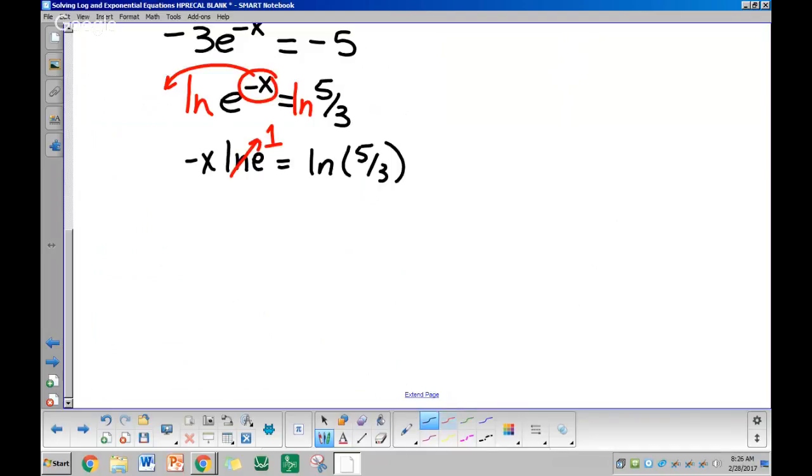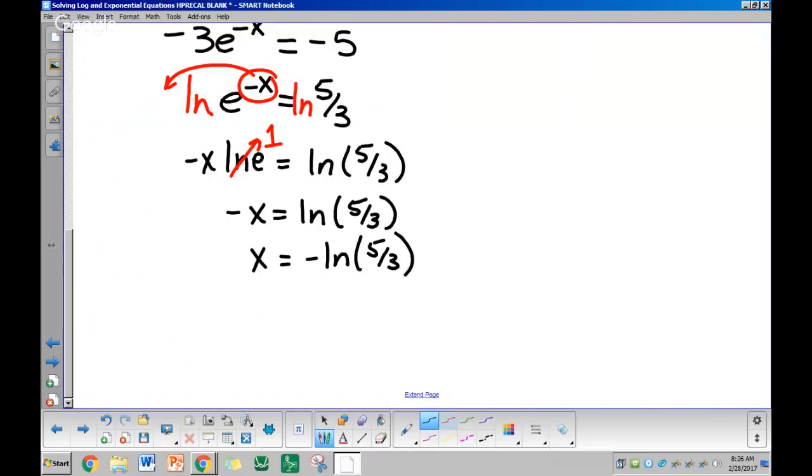All right, and so we get negative x equals the natural log of 5 over 3, which is what kind of number? Positive. So x is negative ln of 5 over 3. This is the exact answer. If we type that in the calculator, we'll get an approximate answer, so maybe that's negative 0.511.